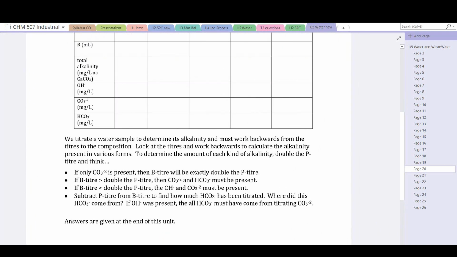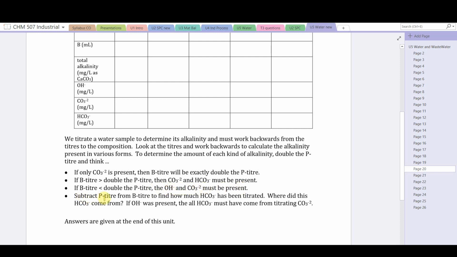Before we leave this, I wanted to stress, if carbonate is present as the only species, then the BCG titer will be exactly double the phenolphthalein titer, because carbonate is converted exactly into bicarbonate on a molar basis. If the BCG titer is greater than double the phenolphthalein titer, then you must have carbonate plus bicarbonate present. If the BCG titer is less than double the phenolphthalein titer, then you must have hydroxide and carbonate present.